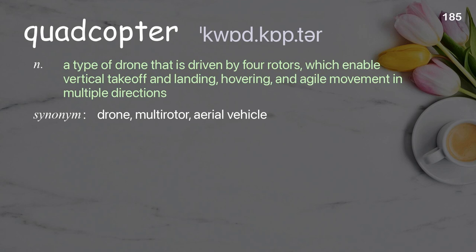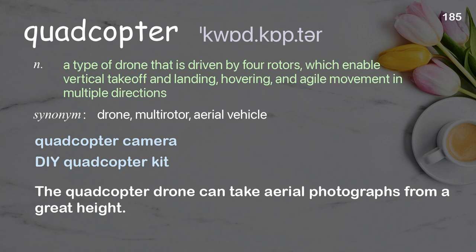Quadcopter. A type of drone that is driven by four rotors, which enable vertical takeoff and landing, hovering, and agile movement in multiple directions. Examples. Quadcopter camera. DIY quadcopter kit. The quadcopter drone can take aerial photographs from a great height.